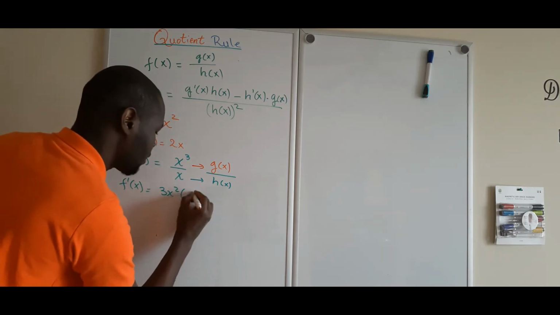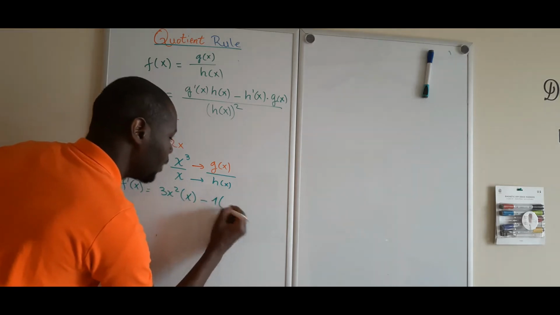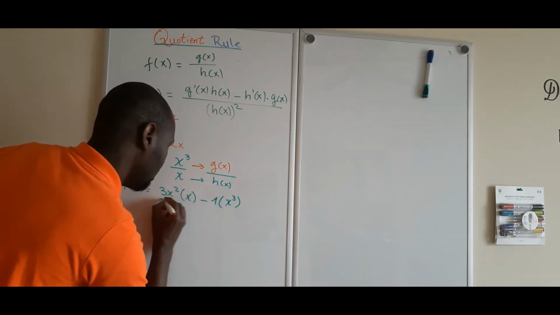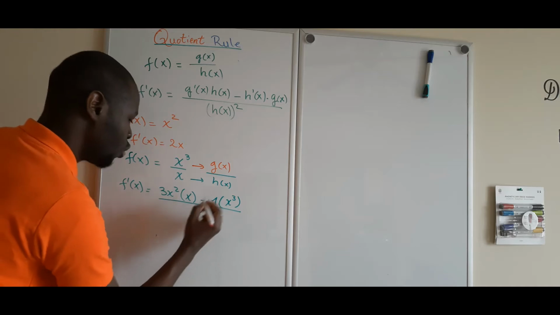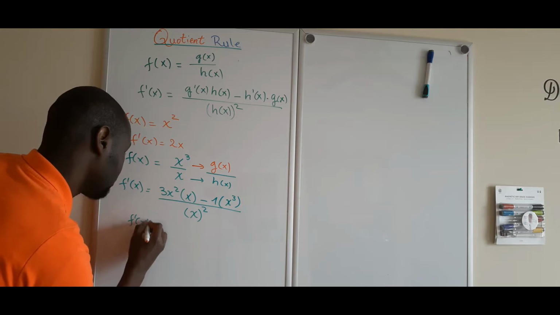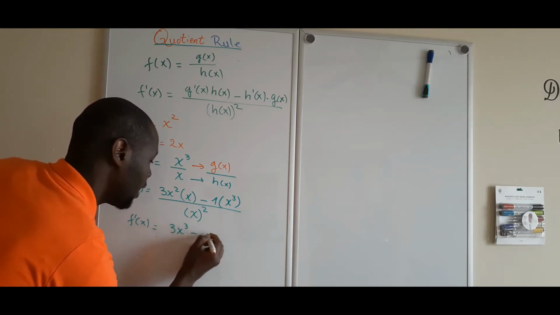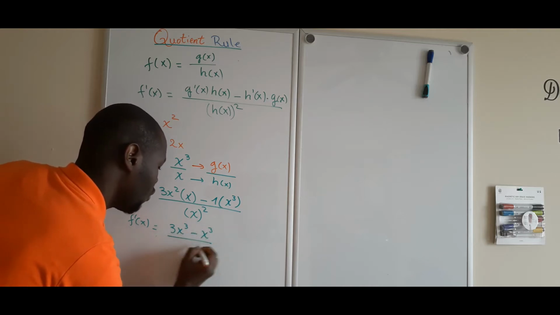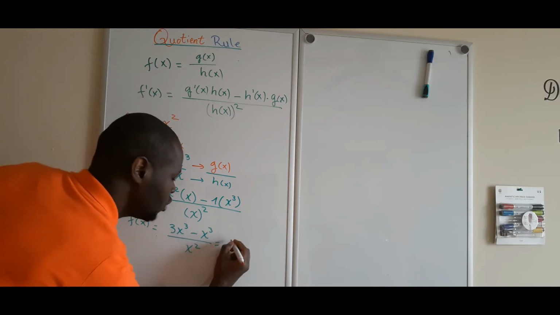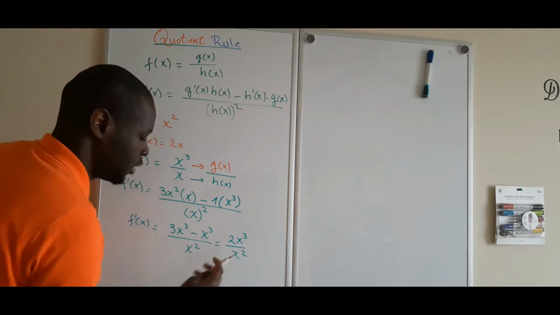Multiplied by h of x, minus h prime of x. What's h prime of x? It's just 1, multiplied by g of x, which is x cubed. Everything divided by h squared, which is x squared. So f prime of x equals 3x cubed minus x cubed over x squared. So let's simplify. 3 minus 1 is 2, divided by x squared.